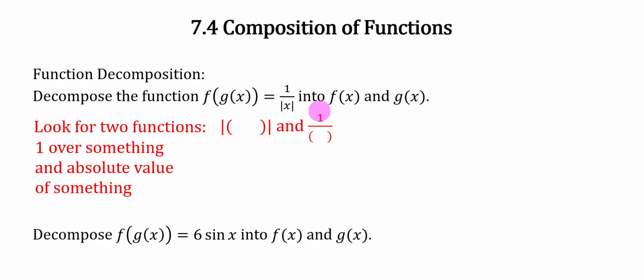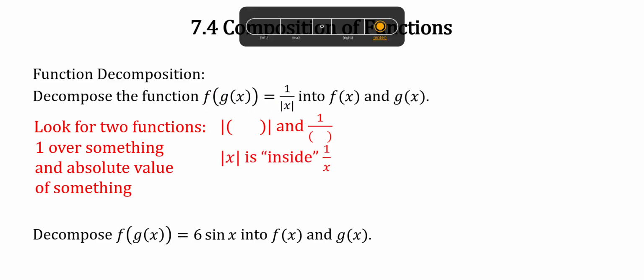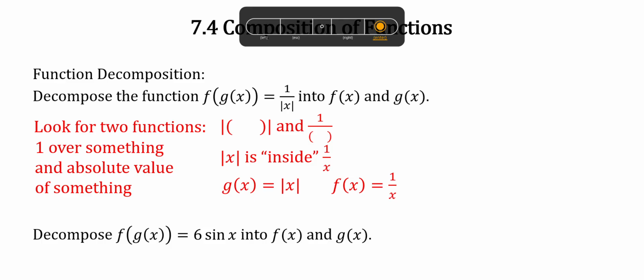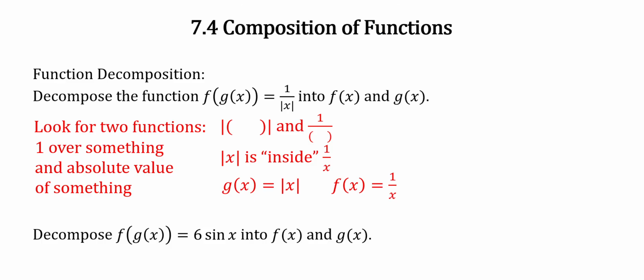Now the idea is, was this plugged into here or was this plugged into here? It's this one. So the absolute value has been plugged into 1 over the thing. So the small one, the thing that's getting plugged into the larger one, it looks like g of x is probably the absolute value of x, and f of x is 1 over x. Absolute value of x is inside 1 over x. So g of x is the inside one, absolute value of x.